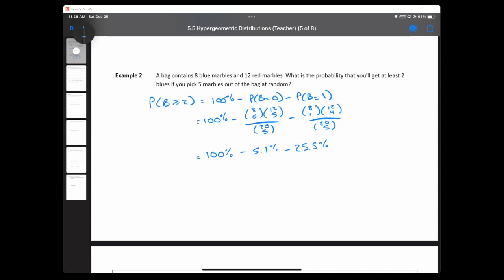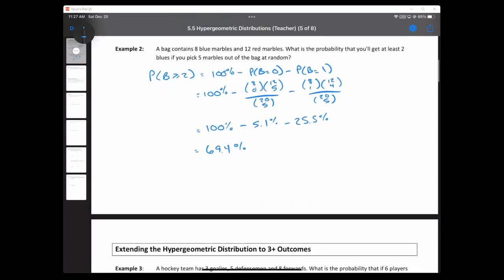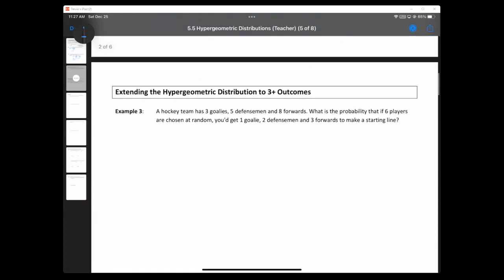Okay, so if I actually just do those subtractions, 100 minus 5.1 minus 25.5 gives us 69.4% chance. So there's a 69.4% chance that I'll get at least 2 blue marbles if I draw them from the bag. Okay, so not too painful. The equation's actually pretty straightforward.